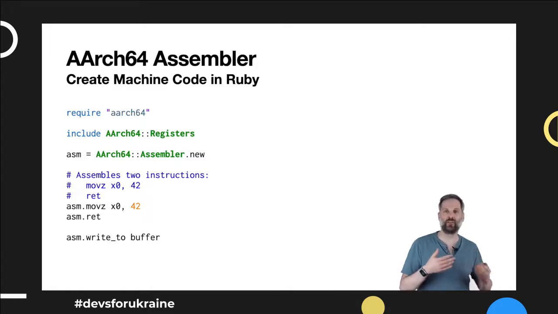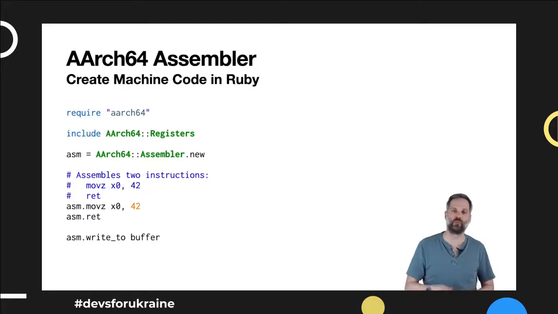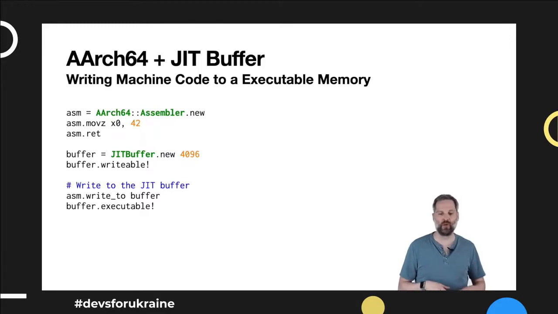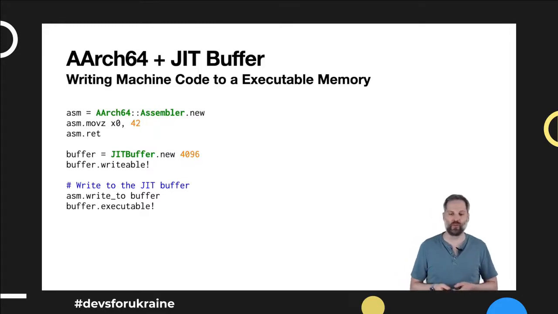And then we can ask the assembler, hey, can you write yourself out to this buffer? So we can hand it a buffer. The buffer could be a string or the buffer could be a file, but actually what would be really more useful is if the buffer is our JIT buffer, and that's the next example here. We take that assembler, we combine it with the JIT buffer, and then we ask the assembler, hey, write all of those bytes into the JIT buffer.